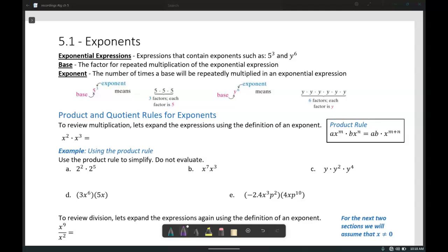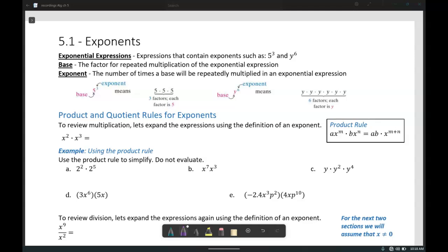We start our exploration into a long chapter regarding exponents, polynomials, and all the different ways that we can manipulate those by taking a look at exponential expressions, which make up the bulk of our polynomials. Exponential expressions are just that, expressions that contain exponents.